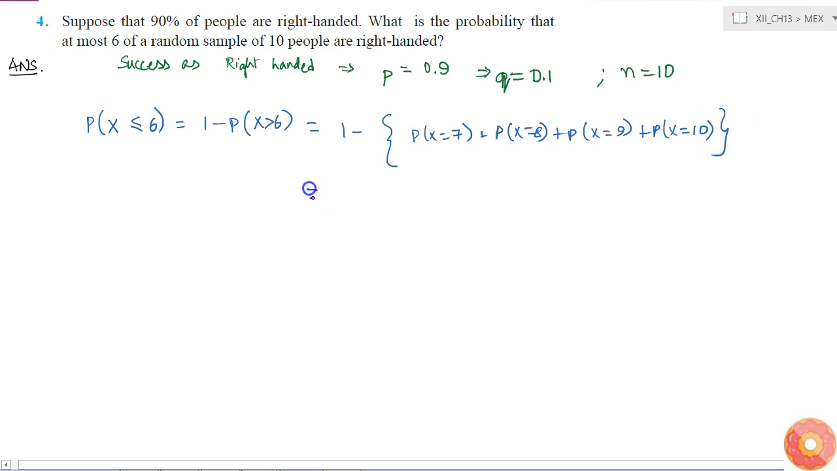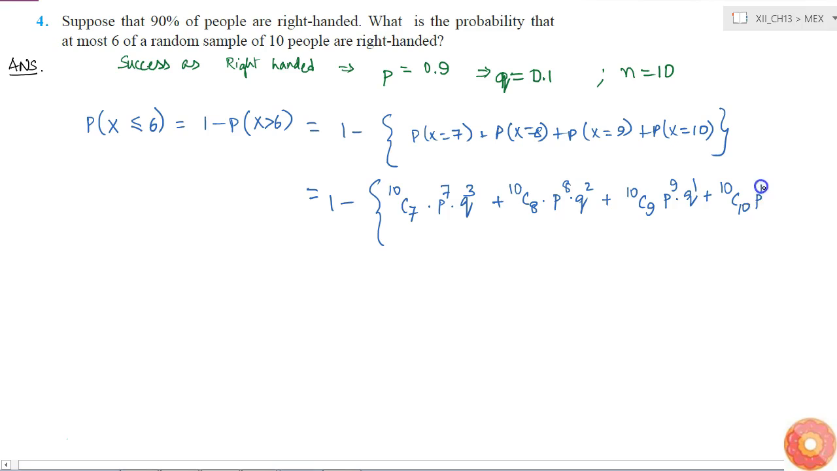Correct? So this is equal to 1 minus, what is the probability of x equal to 7? 10C7 p^7 q^3, plus the probability of x equal to 8, which is 10C8 p^8 q^2, plus the probability of x equal to 9, which is 10C9 p^9 q^1, plus the probability of x equal to 10, which is 10C10 p^10.